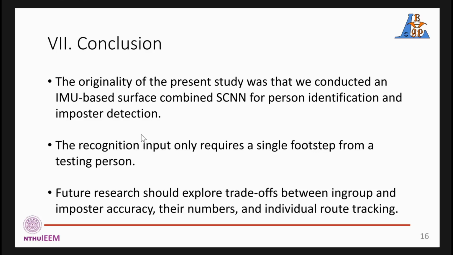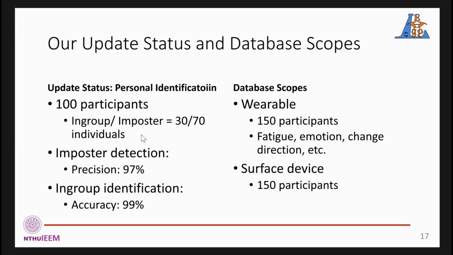For the future work, of course, you need to consider the trade-off between the in-group population and the imposter number. Currently for our lab update, we have already recruited more than 100 people, using 13 in-group and 17 imposters, and we currently set a 2-stage approach. First, for imposter detection the precision has already reached 97%, and for the accuracy, we have reached 99%.